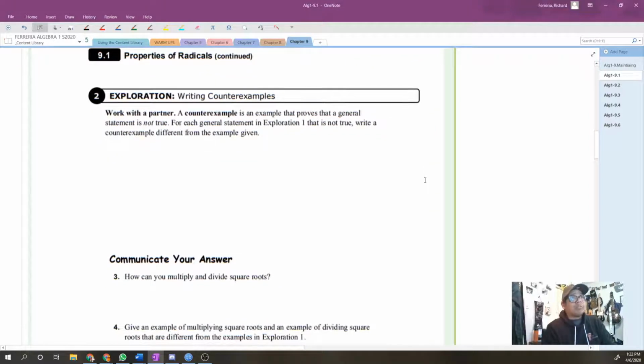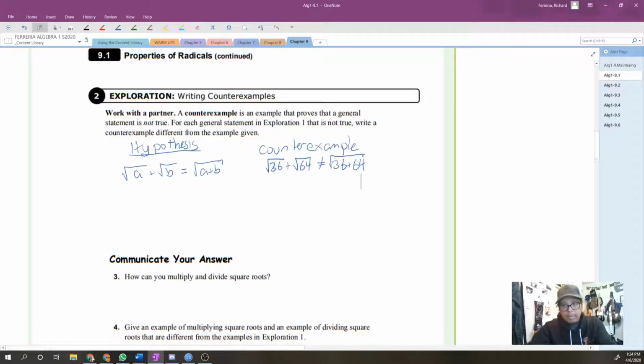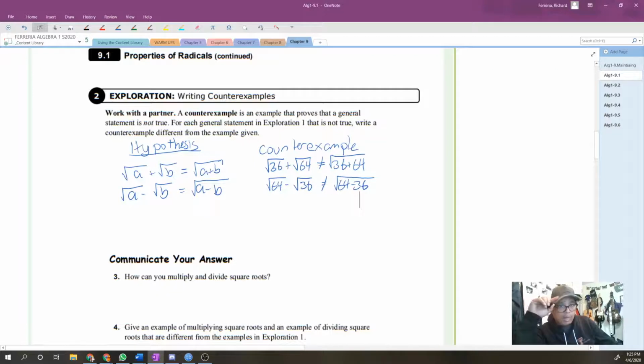Okay, so a counterexample, which is what we've talked about, is an example that proves that a general statement is not true. For each general statement in exploration 1 that is not true, we're going to write our counterexamples, and luckily for you, I remember them. So firstly, the square root of a plus the square root of b is not equal to the square root of a plus b. Our counterexample involved the numbers 36 and 64. And actually, our second hypothesis, which was proven incorrect, square root of a minus the square root of b equals square root of a minus b, that was proven incorrect using the same two numbers, 64 and 36.